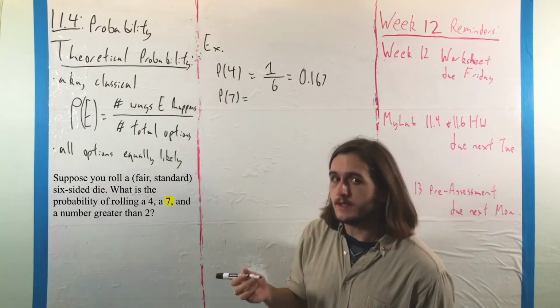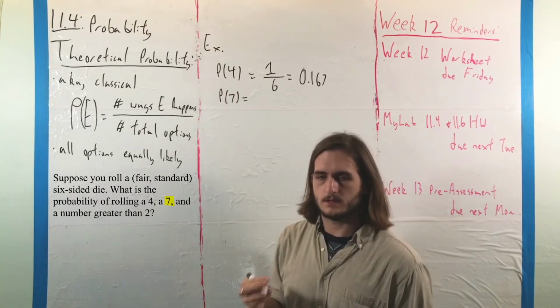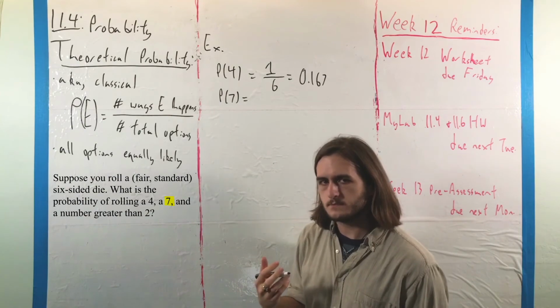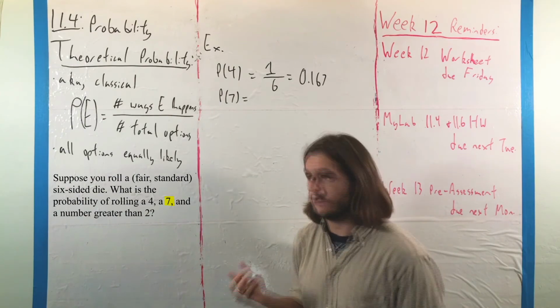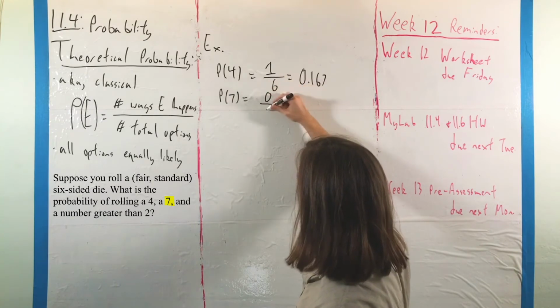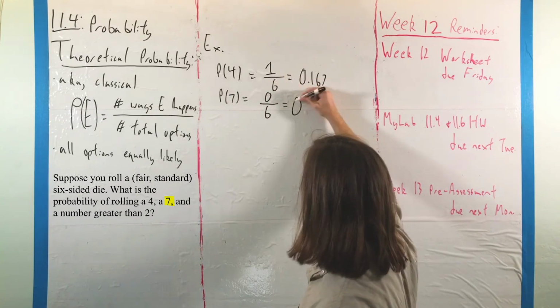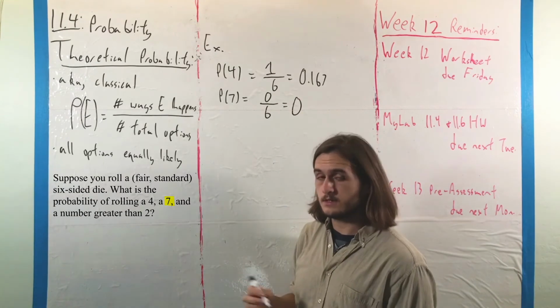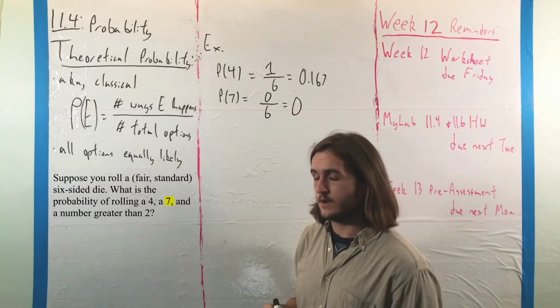For the second case, if you want to find the probability of rolling a 7, understand that this is one of those impossible events, and this is a way we can think about impossible events, because here, there isn't any way to roll a 7. So the number of ways that a 7 occurs is 0 out of 6. So the probability of that 7 is, understandably, 0.